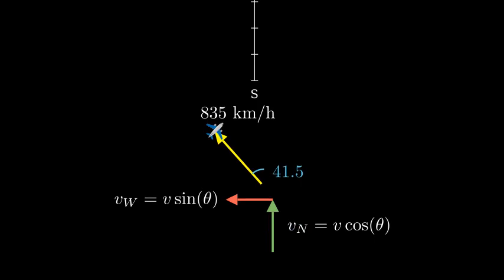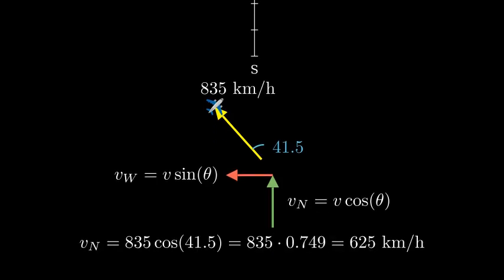The northerly component will be adjacent to our angle, so we'll use cosine. The westerly component will be opposite to our angle, so we'll use sine. Let's calculate the northerly component first. Using cosine theta, we multiply 835 by cosine of 41.5 degrees. This gives us approximately 625 kilometers per hour northward.